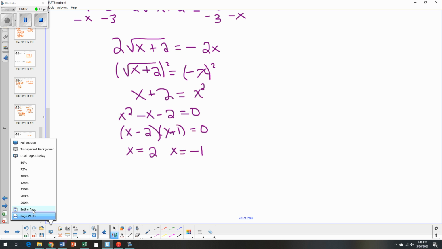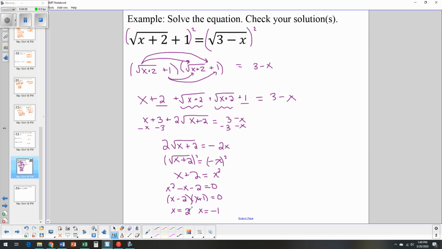And now I have to check. So I'm going to check my positive 2 first. We're going to plug it in here. So that ends up being the square root of 2 plus 2, and then plus 1 equals the square root of 3 minus 2. So this is the square root of 4, which I know is really 2. So I'm going to write that. 2 plus 1 equals, this is the square root of 1. So I have 3 equals 1, which we know is not true. This does not work. So x equals 2 is not an answer.